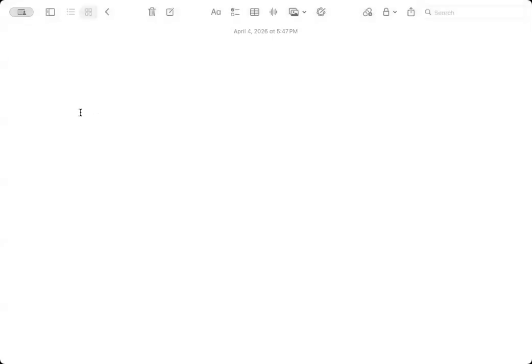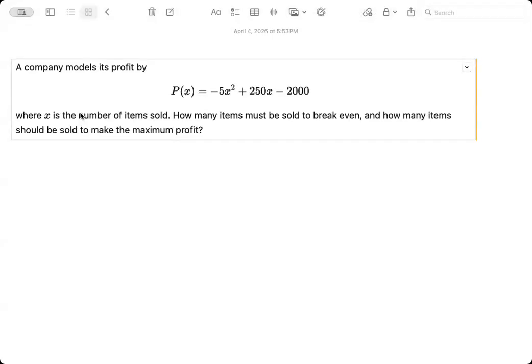Now, a company models its profit. What is breaking even? Do you all know what is breaking even? Okay, suppose if I launch a company, okay? You know what the company does? I'm going to sell bracelets, okay?